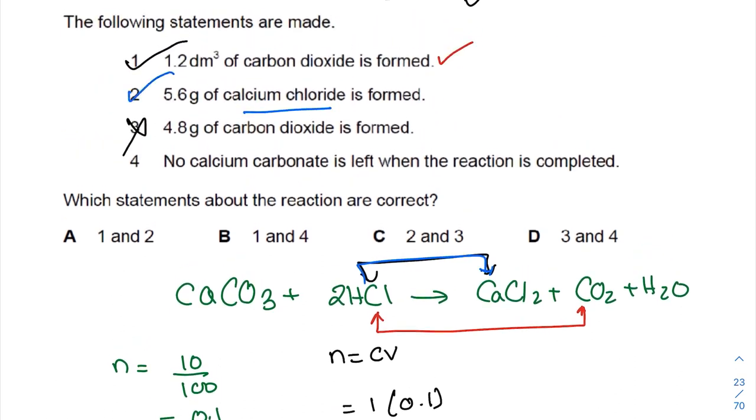No calcium carbonate is left. We know that calcium carbonate was in excess, but the option says that no calcium carbonate is left. So option 4 is also wrong. Option 3 is also wrong. So only options 1 and 2 are correct. So A is going to be the answer.